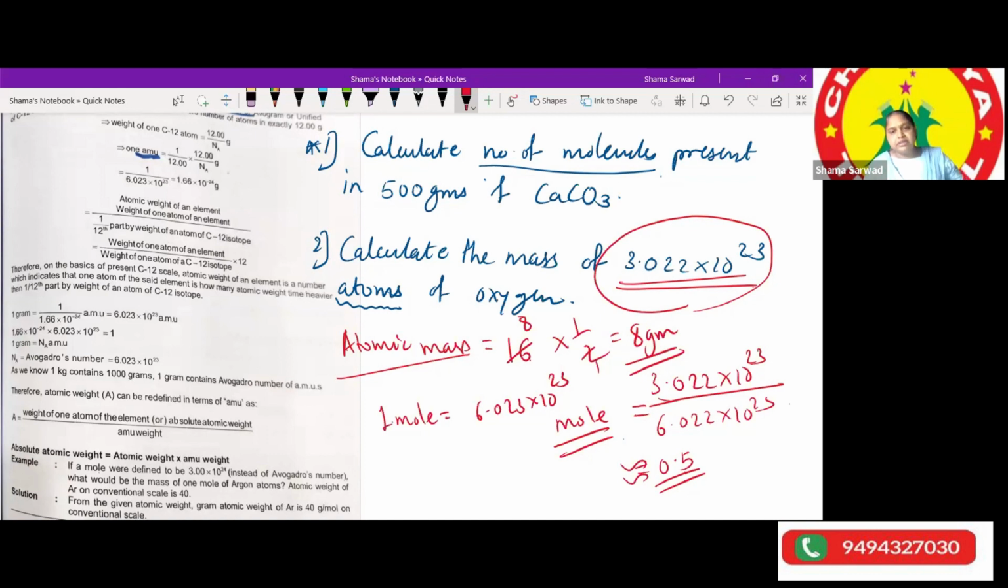Avogadro number, gram molar mass, gram atomic mass, and the number of atoms or particles present in the given substance, all these terms you have to rotate as per the need of the problem. Sometimes they may ask you only to calculate the mole. Sometimes they may ask you to calculate the number of particles, number of ions, number of molecules or atoms present in that.